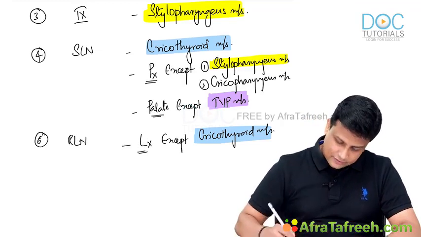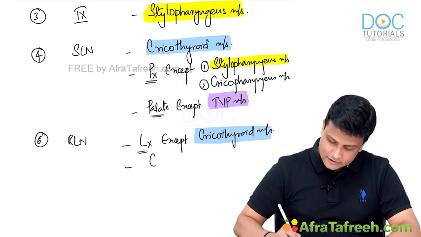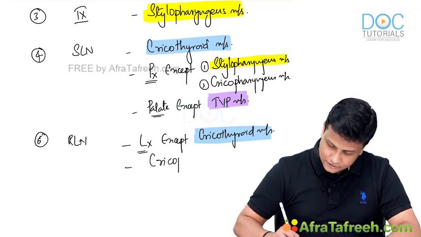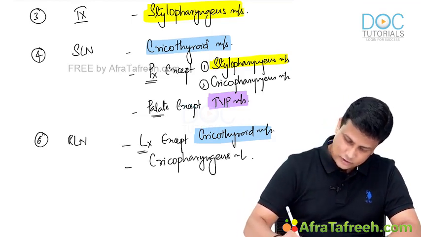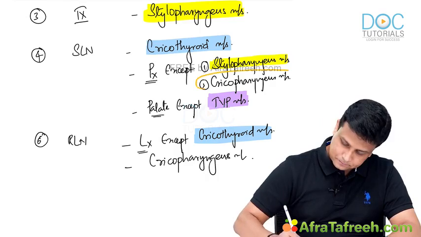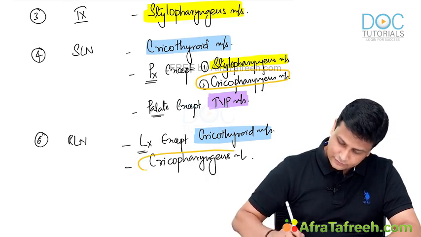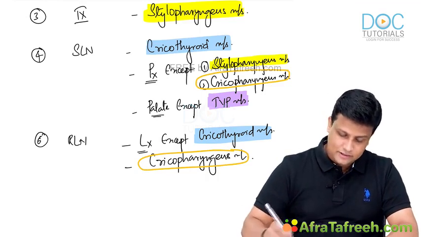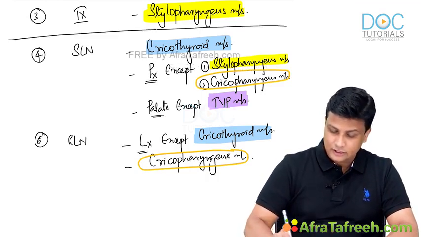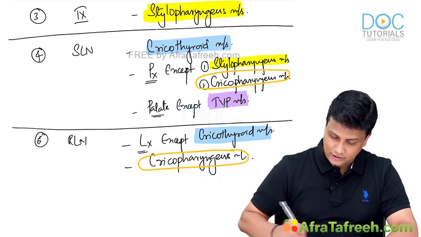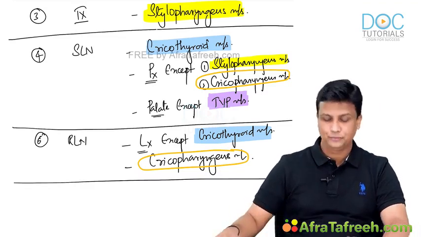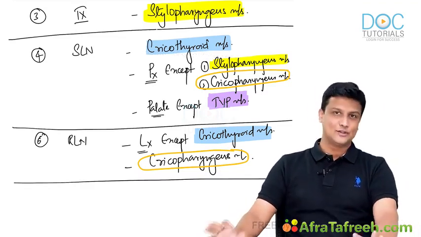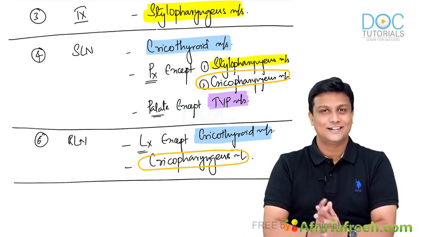Not only this one, we can even include one more muscle over here, that is the cricopharyngeus muscle, which I have written over here. The cricopharyngeus muscle is also supplied by the recurrent laryngeal nerve. So these are all the muscles which are derived from the third arch, the fourth arch and the sixth arch.